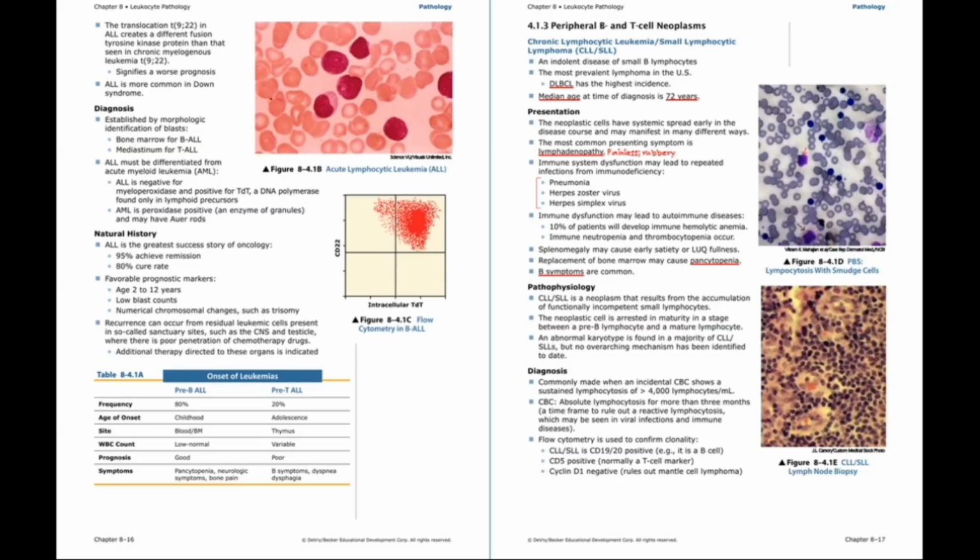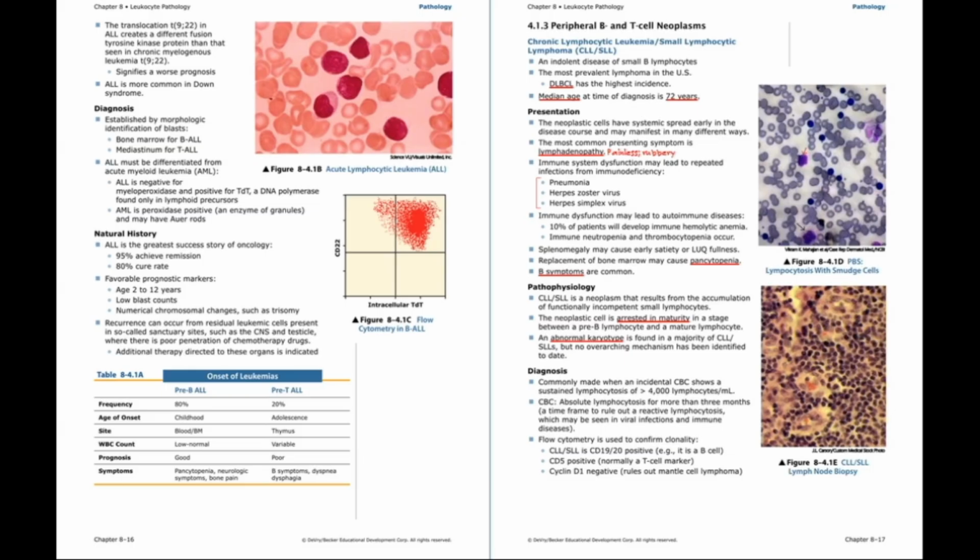CLL/SLL is a neoplasm that results from accumulation of these functionally incompetent small lymphocytes. These neoplastic cells arrest in maturity at a stage somewhere between pre-B lymphocyte and mature lymphocyte. Right now, that's about as far as research has led us. An abnormal karyotype is found in a majority of these neoplasms, but there's no single mechanism that can be tested.